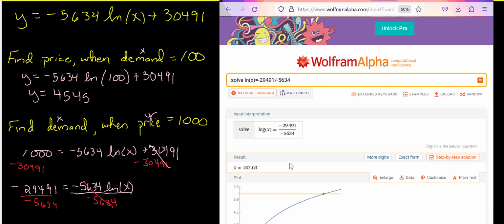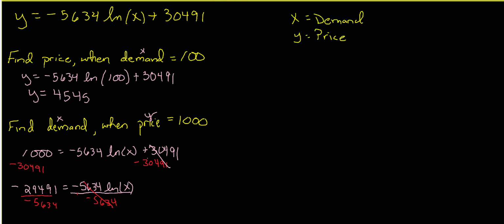187.63. I'm solving for demand, so it's like the number of shirts or the number of hot dogs or whatever. So I'm going to round that to 188. So here I'm going to say x is approximately 188, whatever you're working with, shirts, hot dogs, whatever.